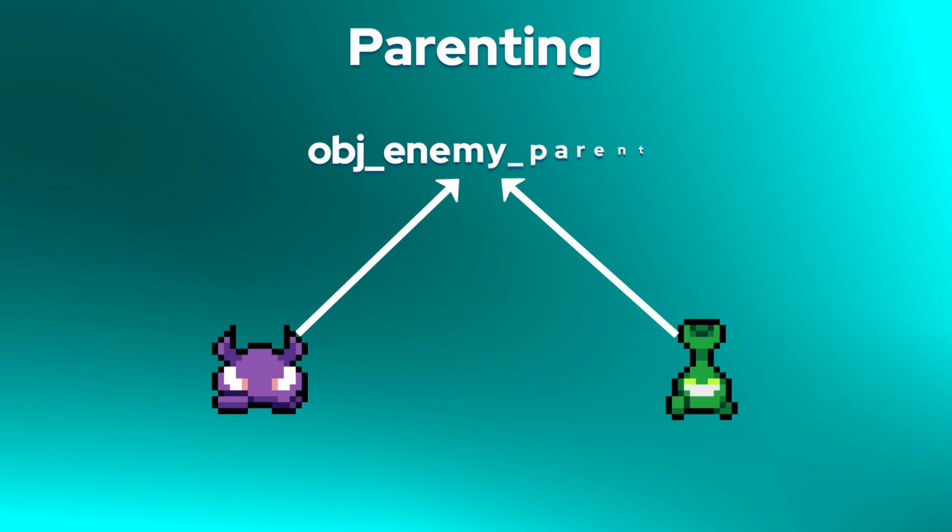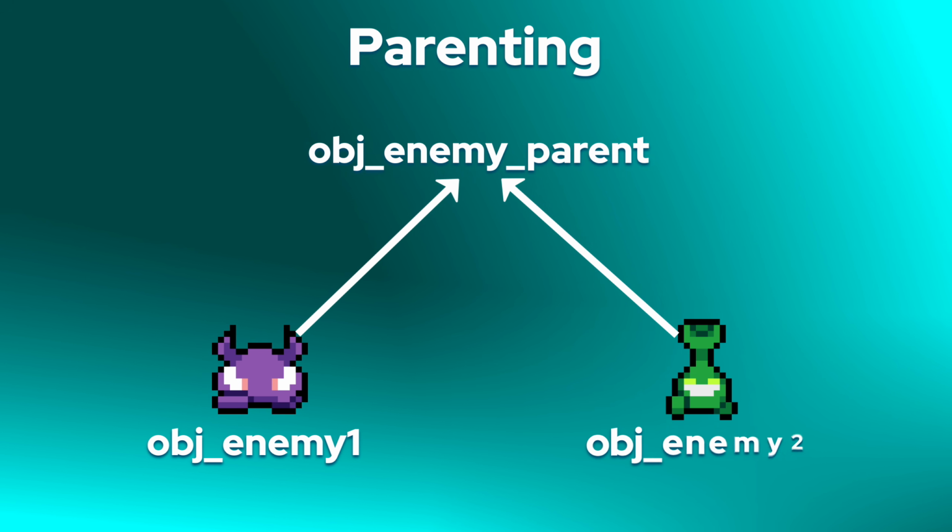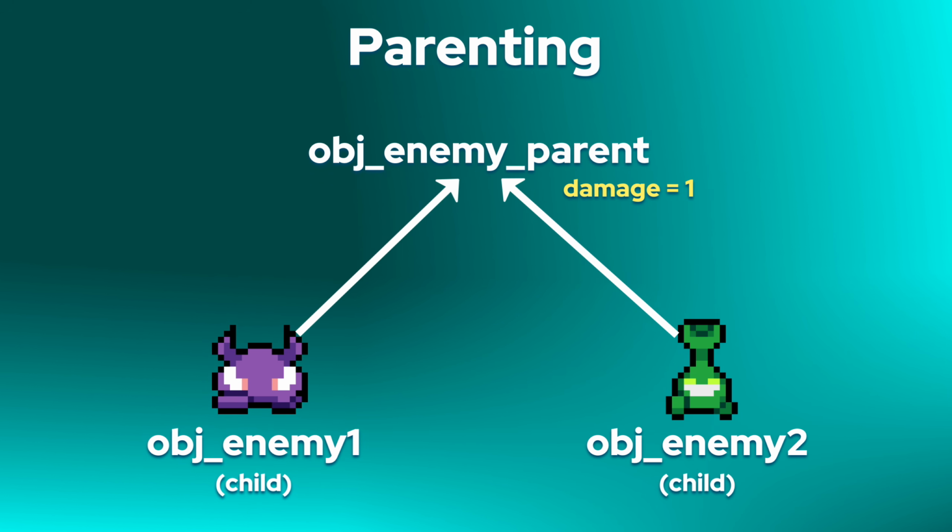There will be a main object called obj_enemy_parent. This will have all the code for how enemies move and behave. Then we're gonna make objects called obj_enemy_1 and obj_enemy_2. These will be children of the main object. This way they will use the code from their parent. If the parent has any properties like how much damage an enemy does, then these child objects can have their own values for those properties so that the child objects are unique. They would still use the same code, just their variables would have different values.